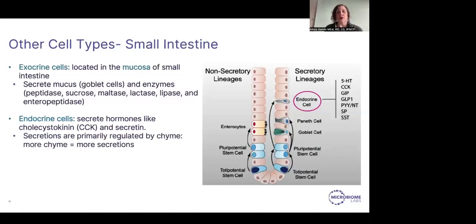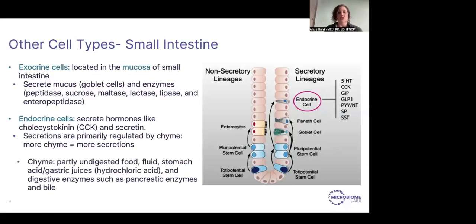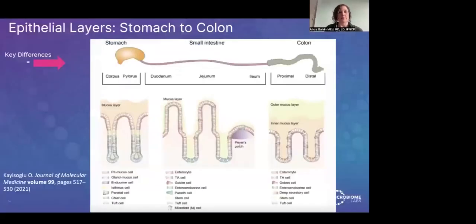And these secretions are regulated by the presence of chyme. And just as a reminder of what chyme is, it's just that partially undigested food. So when we eat and it's getting all mixed up in the stomach and getting filled with various digestive juices, it's that chyme that then triggers some of these hormones to be released.